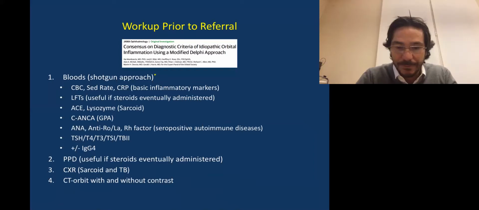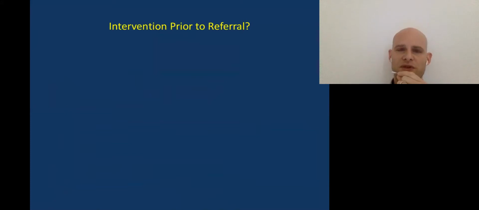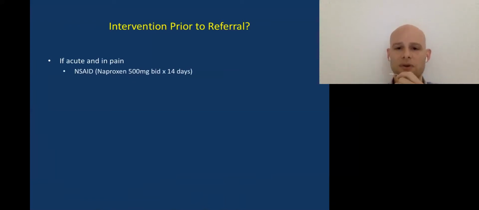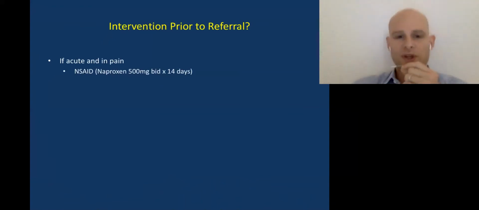Yes. Okay, so that's what I do. Now, what about intervention prior to referral? So the patient walks in, I order these tests, and the basic algorithm is the following. If the patient has acute inflammation, so it's been on the order of hours to days, and they're in pain, I give them NSAIDs. I start with nonsteroidal anti-inflammatories, and my typical formula is naproxen, depending on where you get it, 500 milligrams twice to even 3 times a day for 14 days.